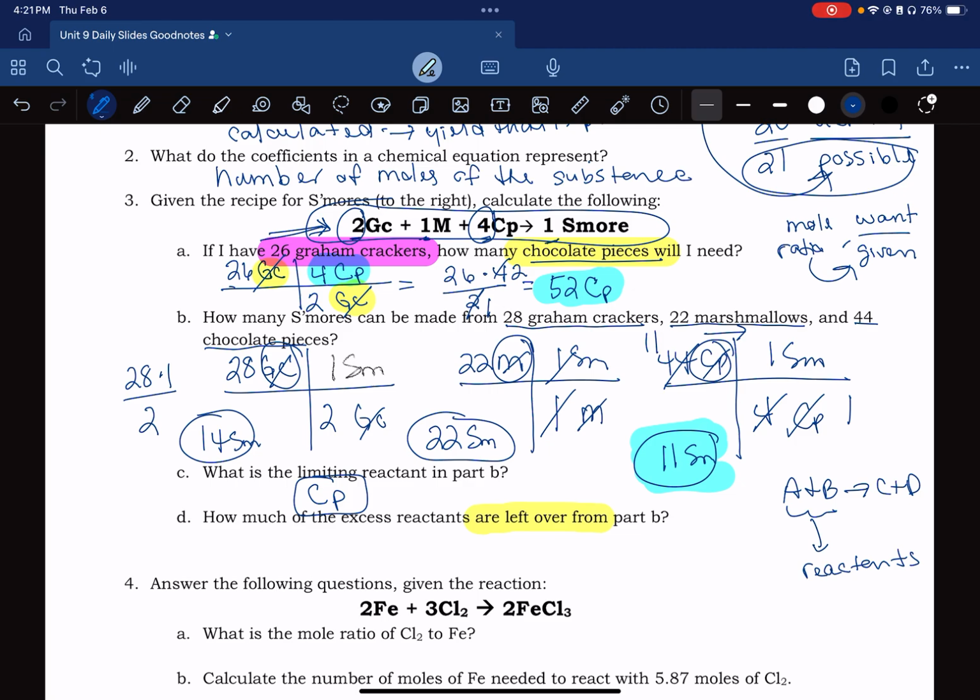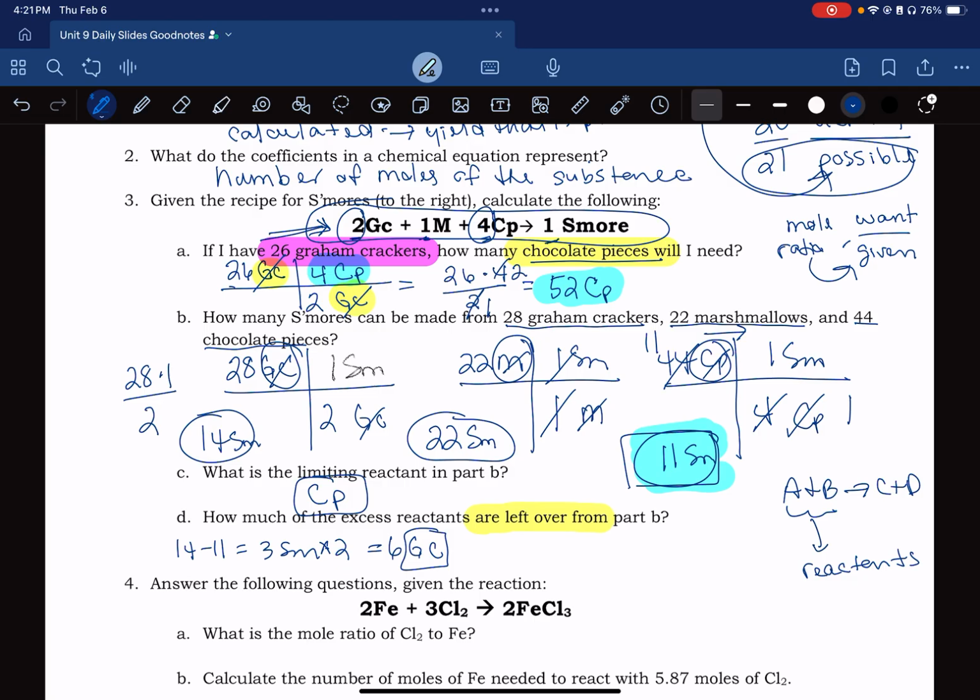So if you have 11 s'mores, that's as much as you can make. Imagine you're in your kitchen and you have on the counter 28 graham crackers, 22 marshmallows, and 44 chocolate pieces, and you've assembled 11 s'mores. You're going to have enough ingredients to have 3 more s'mores, if you were just going by the graham crackers. And to get to 3 s'mores, because you need 2 graham crackers per s'more, it's actually going to result in 6 graham crackers. So graham crackers are an excess reactant, and you have 6 left over after all this s'more making.